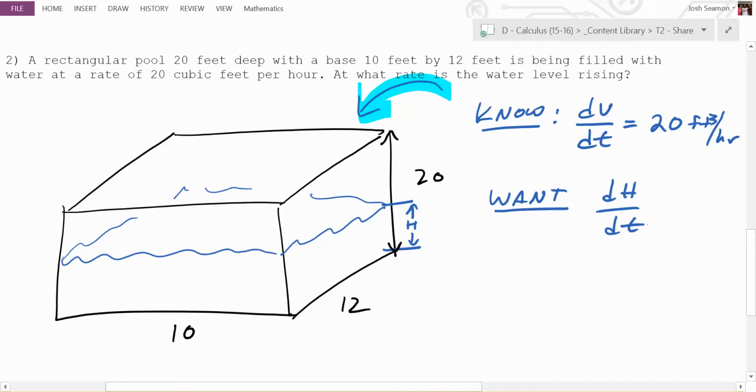So if we know that the volume is changing at 20 cubic feet per hour and we want dH dt, what's the unit on dH dt going to be? H is a distance. Feet per hour, correct? Is it per hour? Yeah, it is per hour. So what do we need to link together? V and H. We need to link together V and H. So can someone tell me what volume is with H in there? What's V?